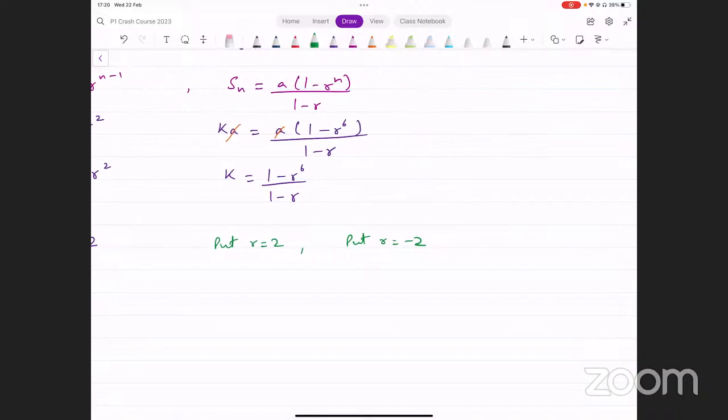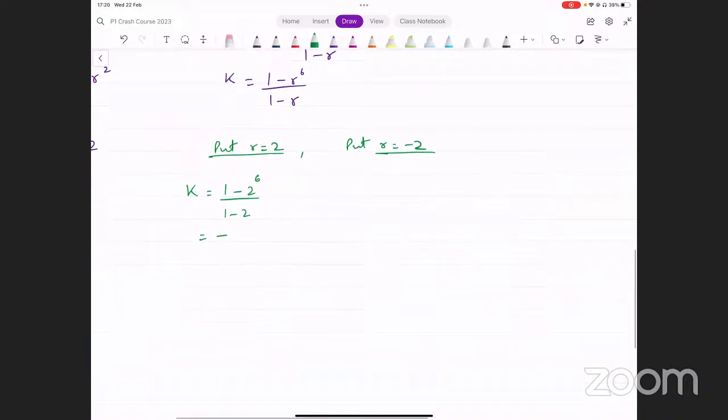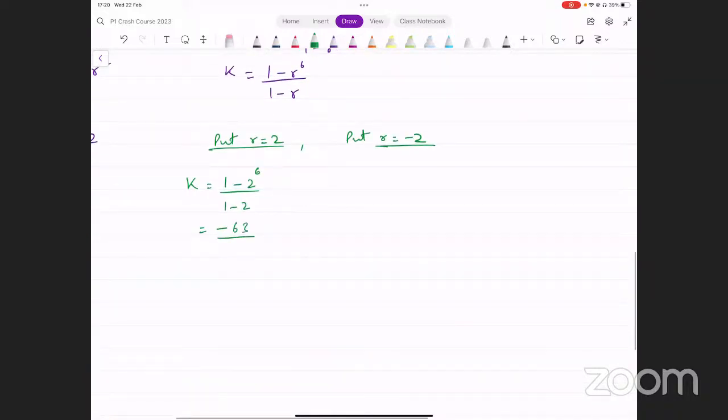If we input R equals 2, that gives us K equal to 1 minus 2 raised to power 6 divided by 1 minus 2. And that's going to give us minus 63 in the numerator divided by minus 1, which is 63. This is one possible value of K.